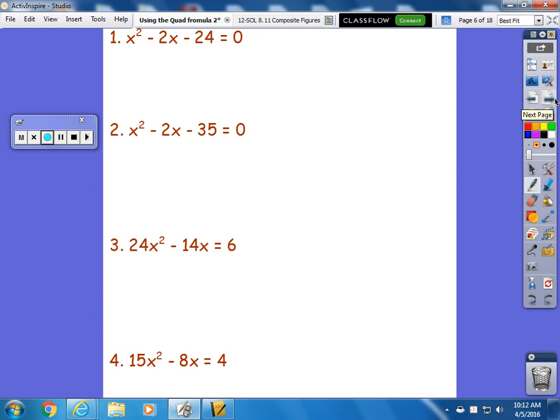So I'm going to go ahead and do the first problem on this one, and then I want you to do the rest of them and bring them in and show me. So here we have A, B, and C again.